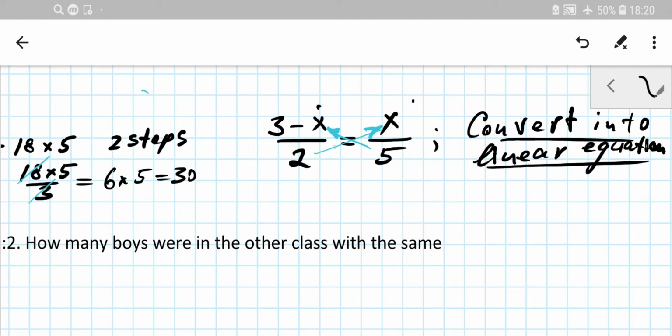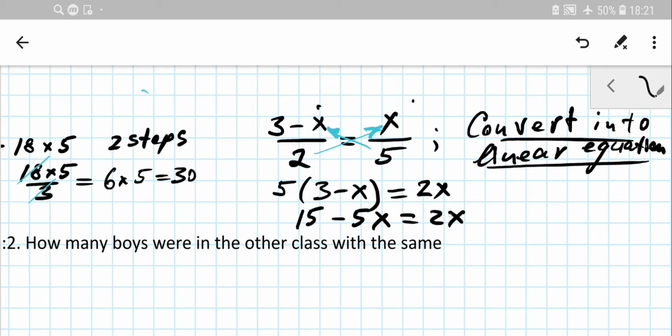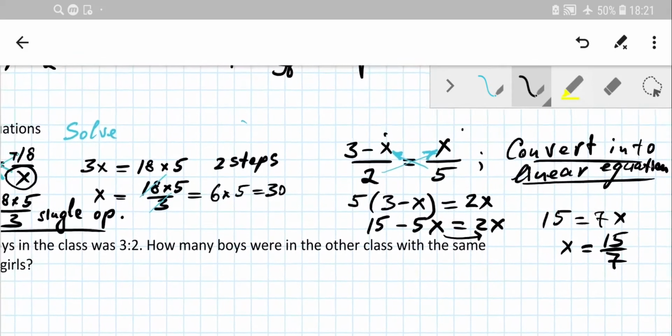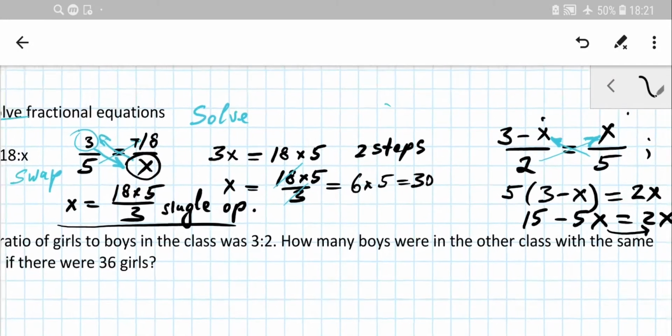Okay, so here we've got the following. 5 times 3 minus x on the left side, and on the right side we've got 2x. So what to do next? Just simply solve as a normal linear equation. You expand the brackets, 15 minus 5x, and finally you've got 2x on the right-hand side. So negative 5x transferred here, and you've got 15 equals 7x, from where you can figure out that x is simply 15 over 7. That's the result.